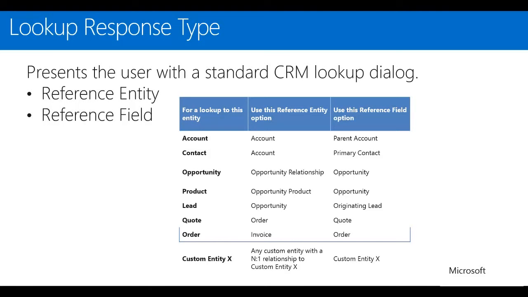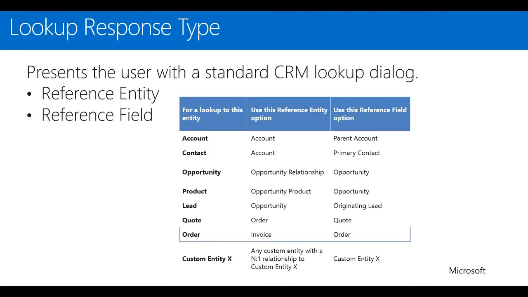because both of them have a lookup to an account record in the schema already. Another example of this would be contact, where if I wanted to have a lookup for a contact, I'd want to choose the account entity because that has a primary contact lookup right on the account. We'll go through a little bit more of this in the demo to hopefully help understand it a little better, but just keep in mind that you need to pick an entity that has a lookup for the field that you want to look up.